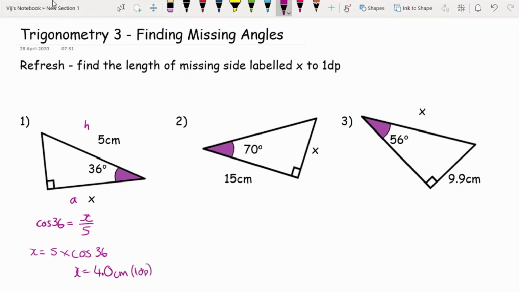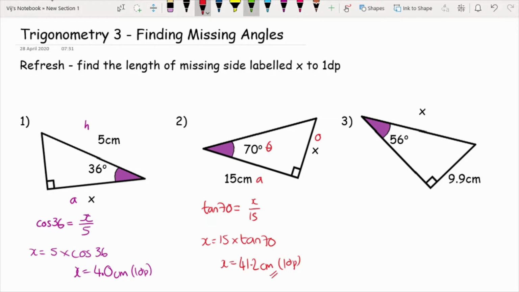Looking at number 2, again here I've got my opposite, I've got my adjacent, and I've got my theta, so I'm going to be using tan. So I've got tan 70 equals x over 15, so x is going to equal 15 times tan 70, and if I type that into my calculator, I get an answer of 41.2 centimetres, and that's to 1 decimal place.